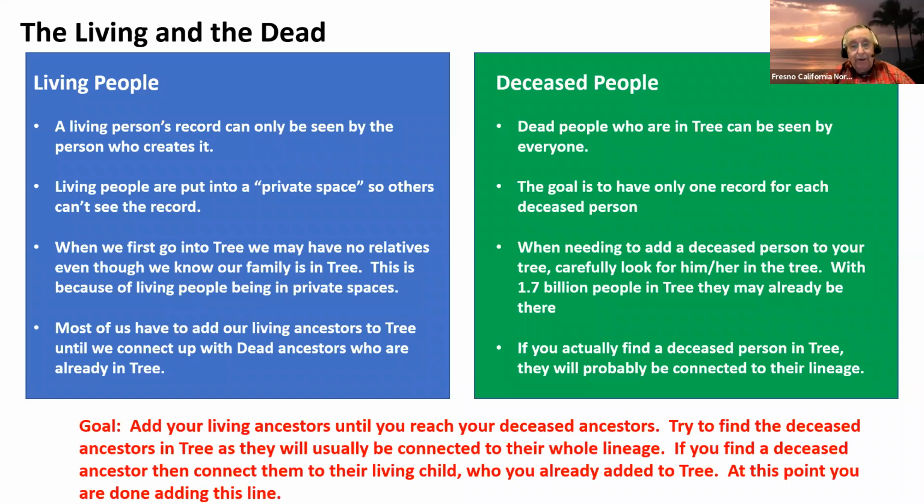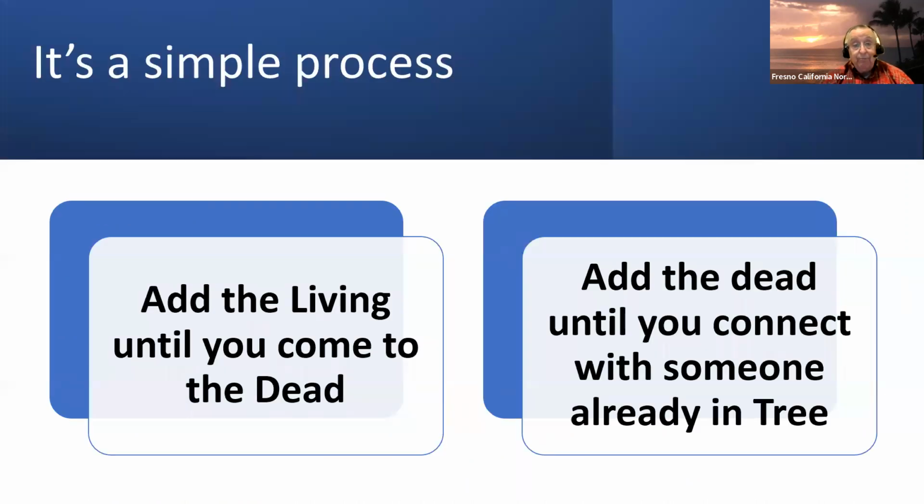Okay, so our goal is to work from the living to the dead, literally. That's the only way to really do this. Start with the person, because the account will create that person for them, and start adding their living people till we find the deceased, and then try to find deceased people already in the tree to connect to the living, and we'll have that process done. Okay, it's really simple. Add the living people until you come to the dead, then add dead until you connect with somebody who's already in the tree.